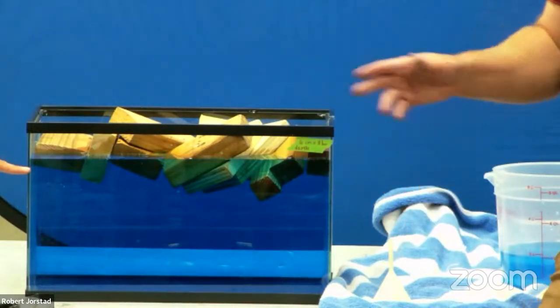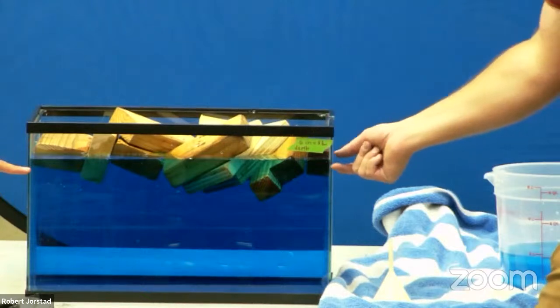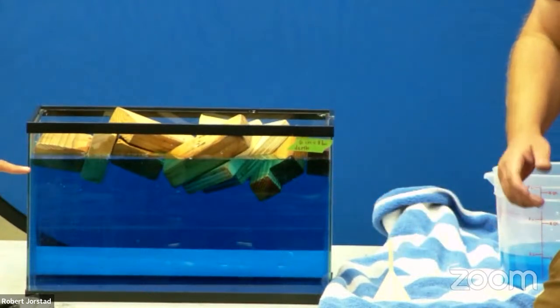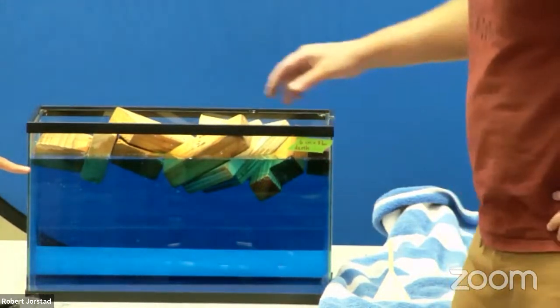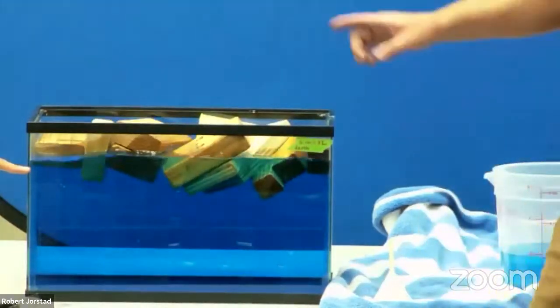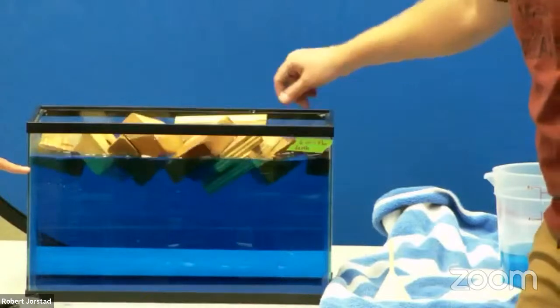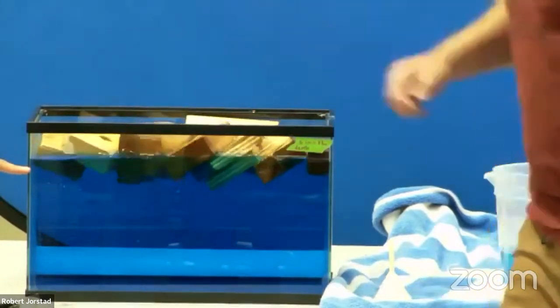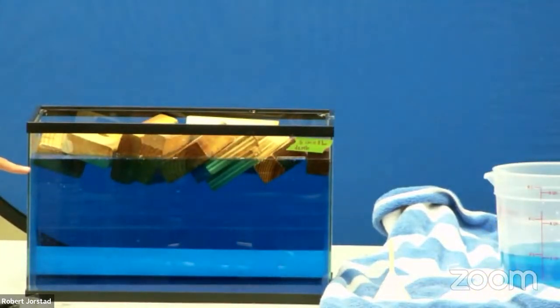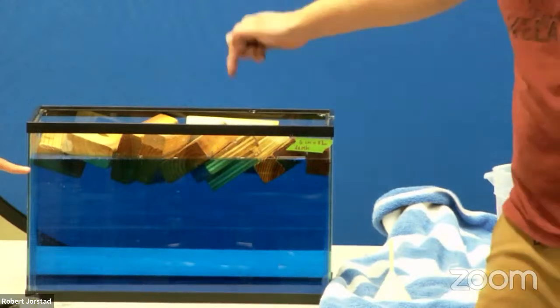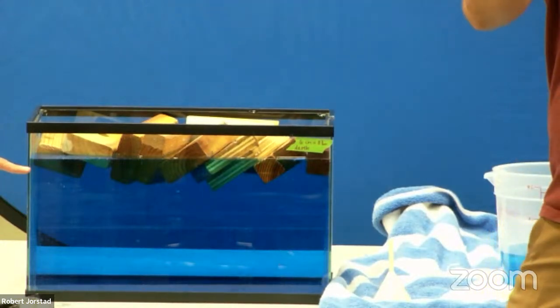Now, do you agree if we did this in the ocean, we would not be able to get that depth? So that's why this is a little bit tricky. Now, I want you to answer me this. Is the volume displaced equal to the volume of wood? What do you think? Yes or no? No. Look at this. Do you agree that not all of the wood is underwater?